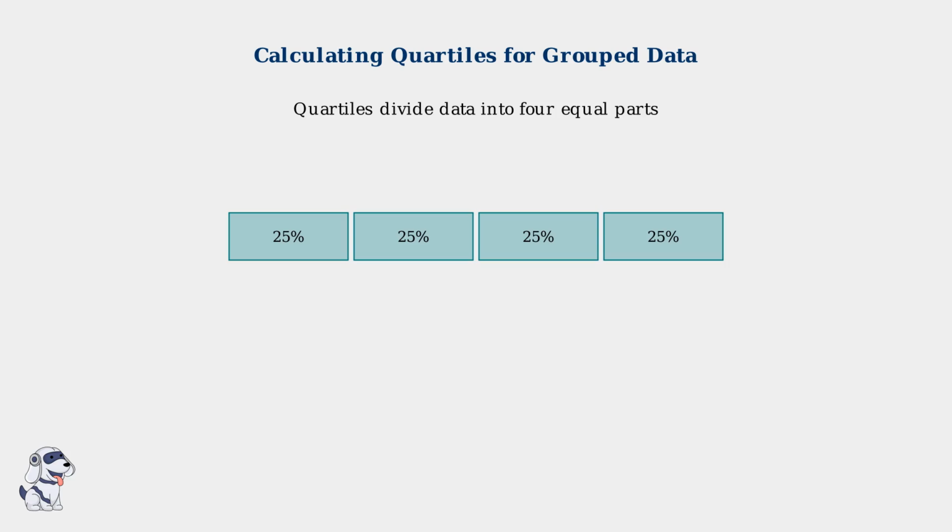Quartiles are specific percentiles that divide your dataset into 4 equal parts, each containing exactly 25% of the data points. Here we can see how quartiles divide the data into 4 equal sections, with each section containing exactly 25% of all data points. The quartiles Q1, Q2, and Q3 mark the boundaries between these 4 sections, dividing the data at the 25th, 50th, and 75th percentiles respectively.